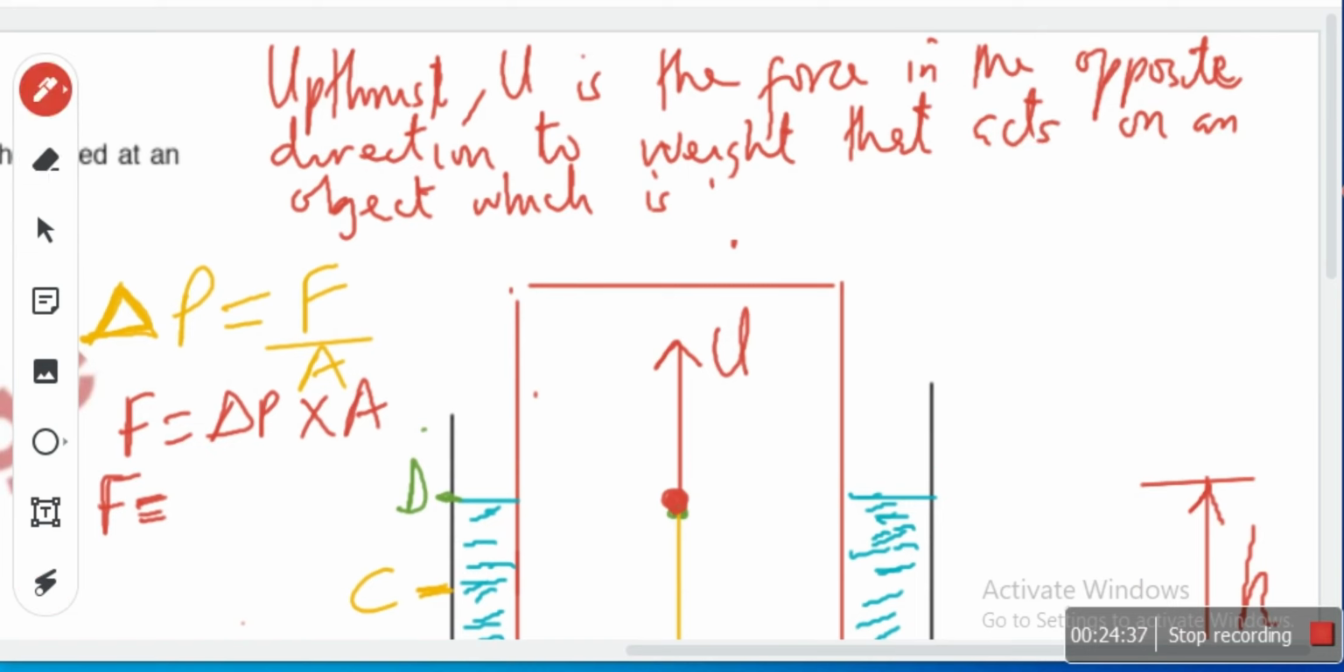A fluid, what's a fluid? Liquid or gas. It's a fluid. So while you are inside air, upthrust acts on you. If you are in water, upthrust acts on you. The value of the upthrust is what we're finding now.